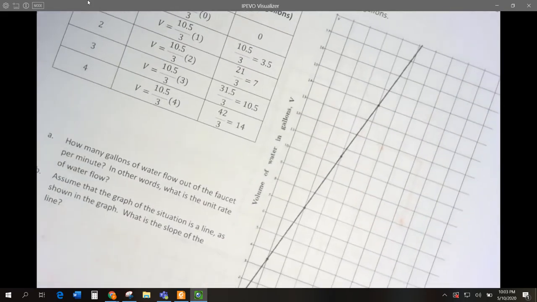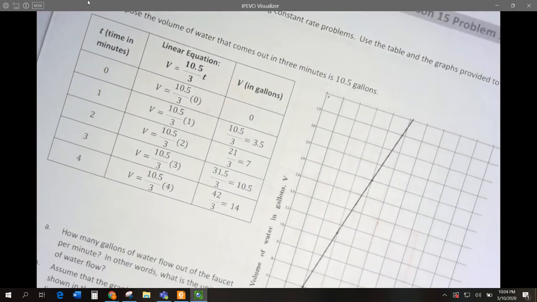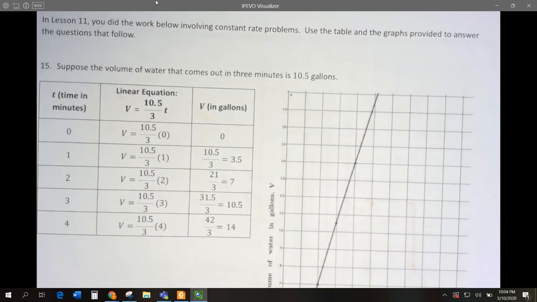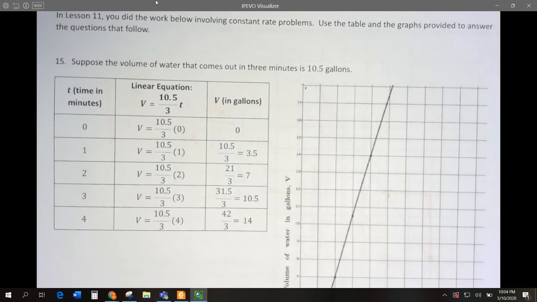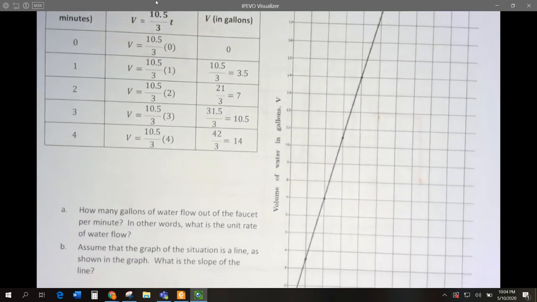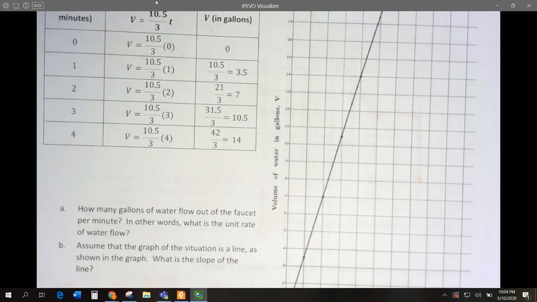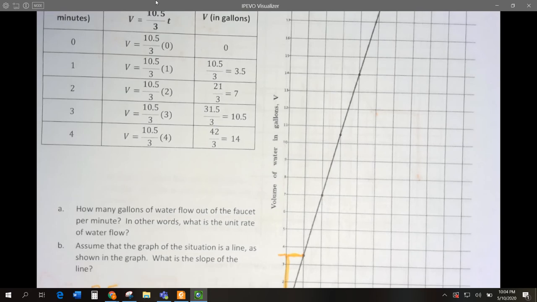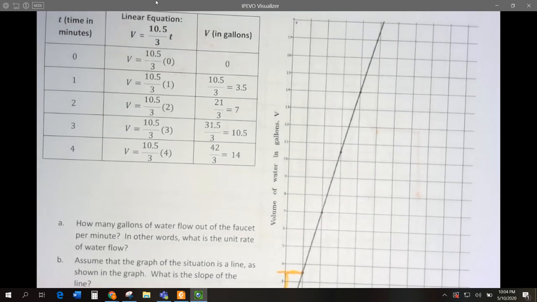Let's go on to 15. This is work that we did back in lesson 11. You did with Miss McGinnis in the video. And so they want us to figure out the slope of this graph. Well, we can do it by doing our points. We have this point and this point, right? So this is going to be a positive because it's going up and to the right. So we go up, what, 3.5, right? Over 1, or just 3.5, right?